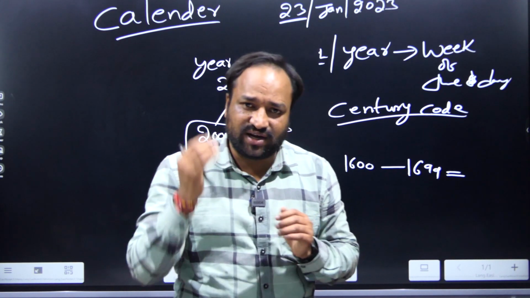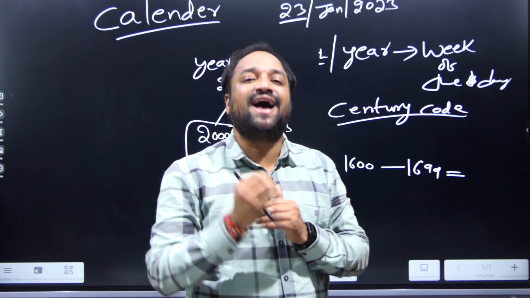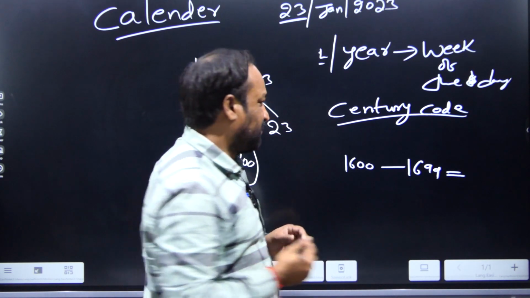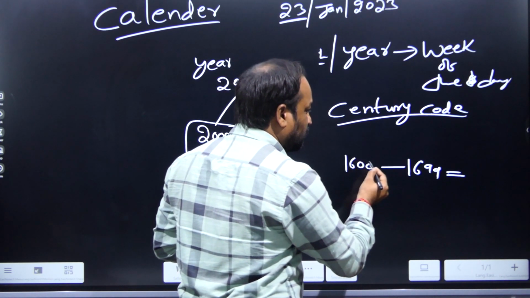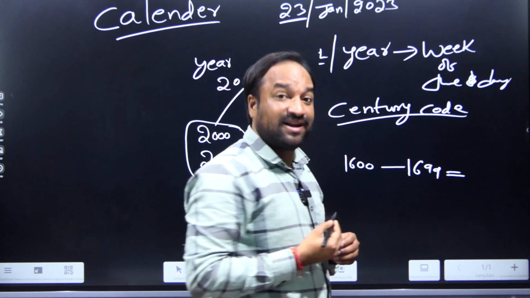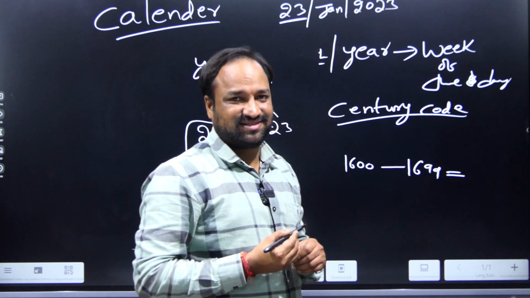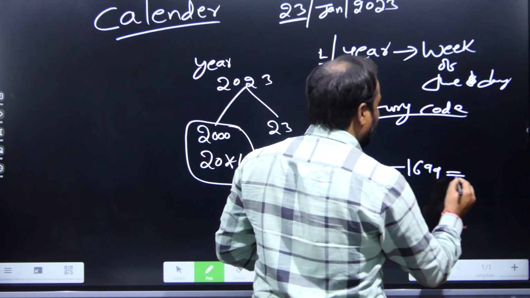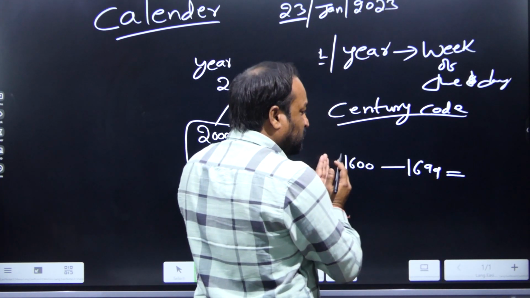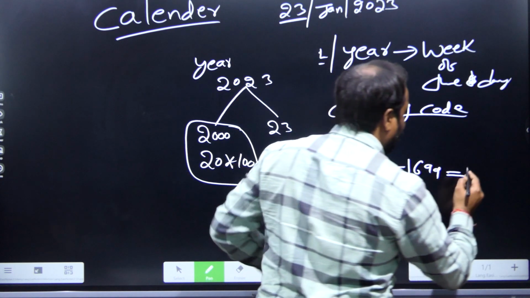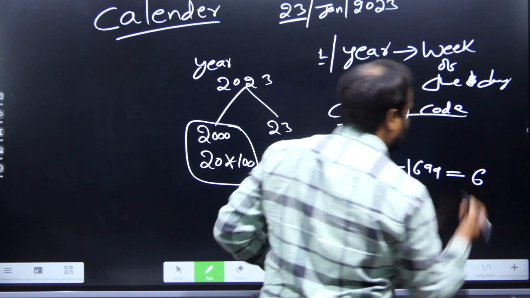1685, 85 years. 1699, 99 years. That means from 1601 to 1699, 99 years, including 1600, total 100 years. That means for the years from 1600 to 1699, the century code is 6.